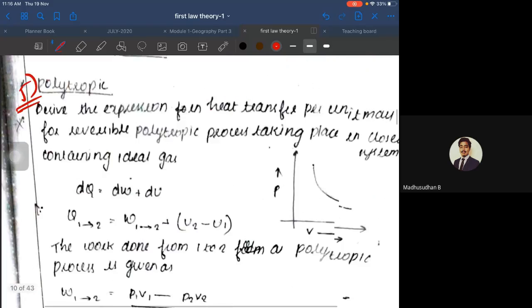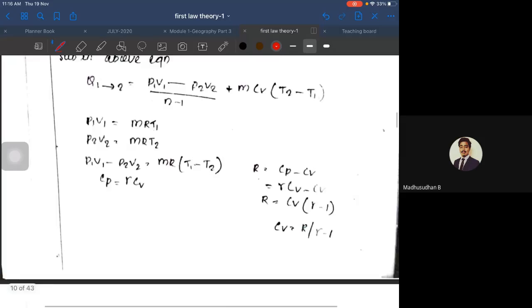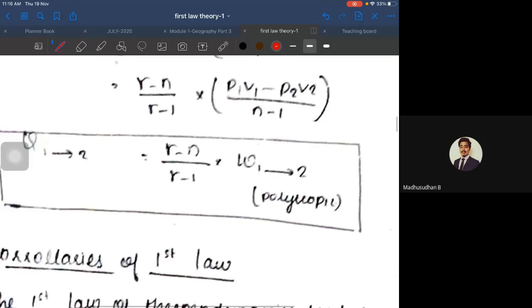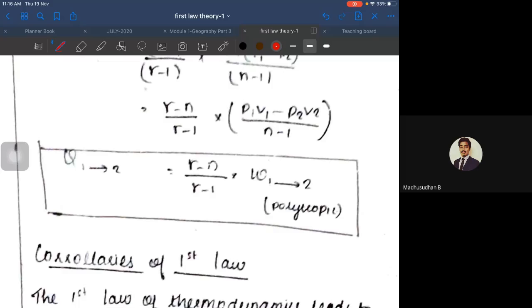Okay, now coming to the polytropic work done. For polytropic work done, you have a short derivation. If you can just look into it, not a big issue. So how do you calculate the polytropic work done? It's very simple. This is the value of gamma, which is known as the ratio of specific heats, Cp by Cv, that is equal to gamma.